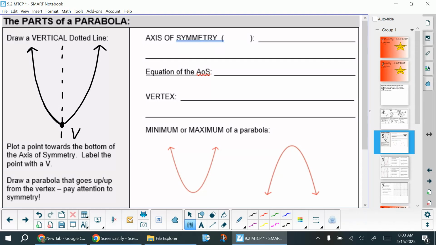At this point, axis of symmetry, we are going to abbreviate it AOS, so I don't have to write those whole words out. This is the imaginary line that you could fold a parabola along.